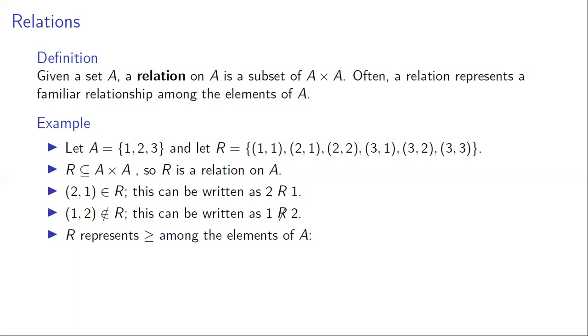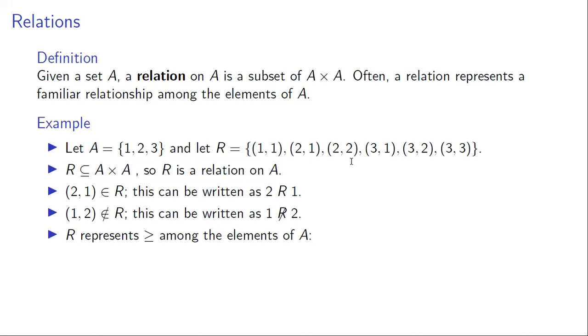Let's see. 1 is greater than or equal to 1, but 1 is not greater than or equal to anything else. So we don't have 1, 2 or 1, 3, because 1 is not greater than or equal to 2 or 3. 2 is greater than or equal to 1. 2 is greater than or equal to 2, but we don't have 2, 3 because 2 is not greater than or equal to 3.